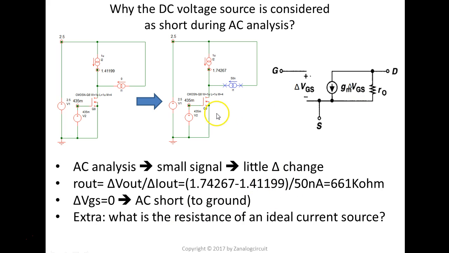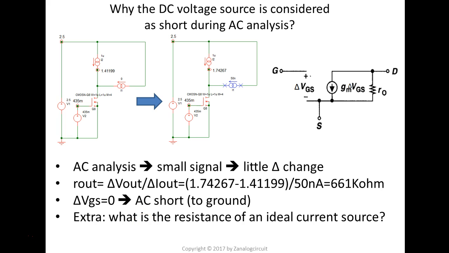By the way, the output impedance of this circuit is essentially equivalent to the RL of the MOS transistor. We didn't change VGS, so this delta is 0. The gm multiplied by delta VGS term disappeared, so we are only left with this. So the RL of this MOS is 660 kilo ohms.